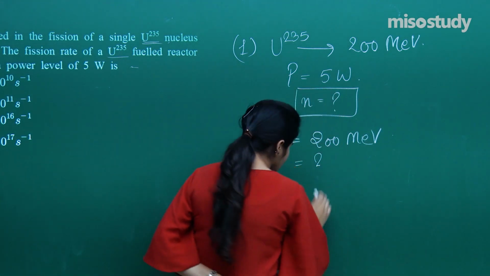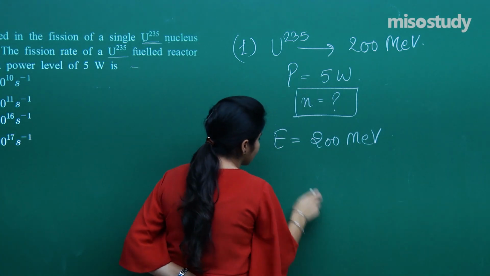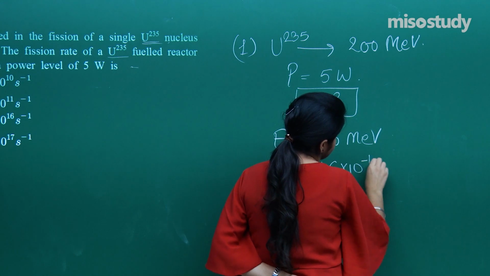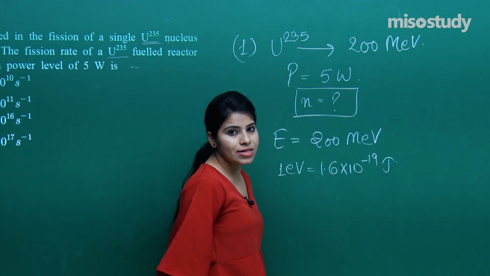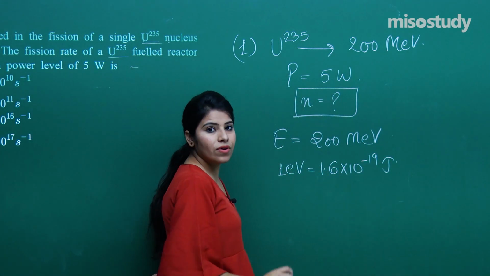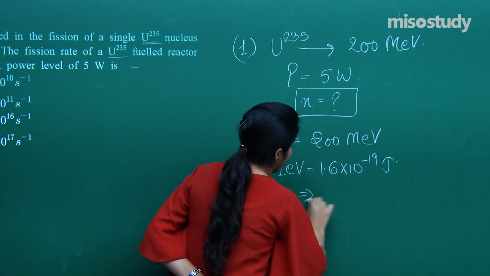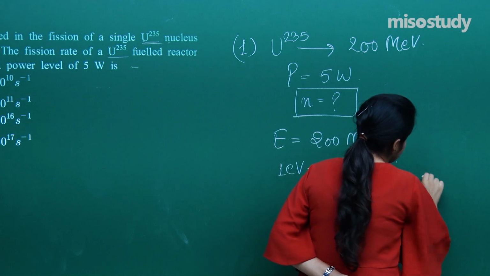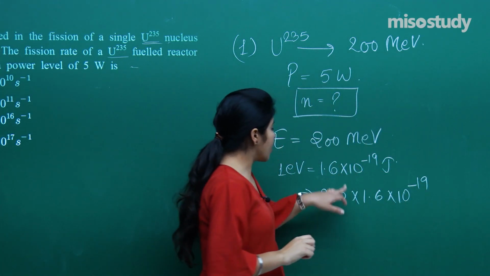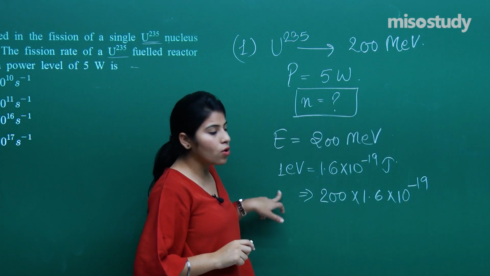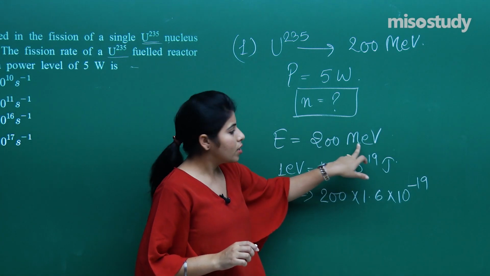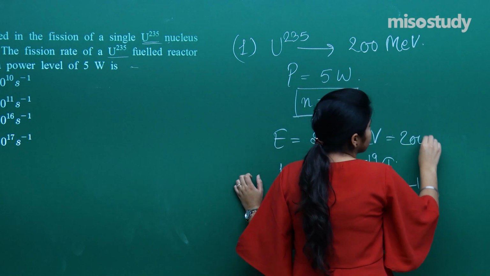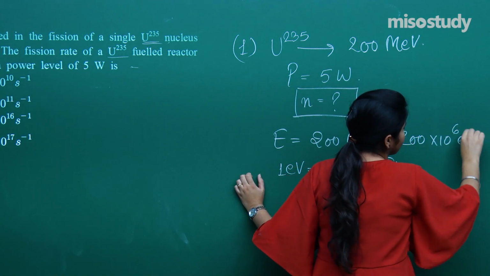Now as you know, I am going to write one thing over here: 1 electron volt equals 1.6 into 10 raised to the power minus 19 joule. If you want to convert it into joule, you will have 200 into 1.6 into 10 raised to the power minus 19, because this is 1 electron volt and this is mega electron volt. So first of all we will write it as 200 into 10 raised to the power 6 electron volt.